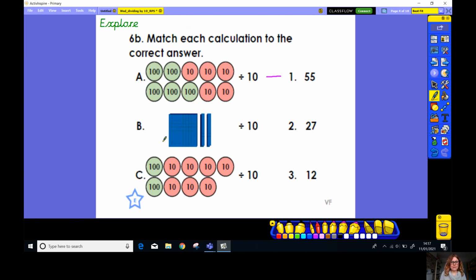55. Here we have another number, this time represented by Deans. We have 10, 2 tens. We have 120. 120 divided by 10 would be 12.